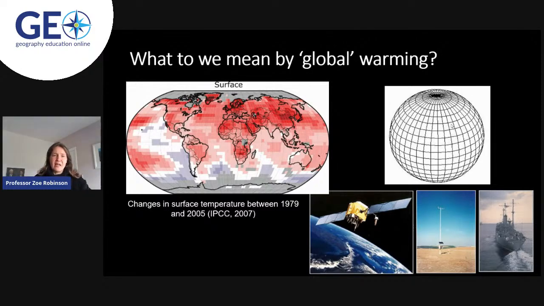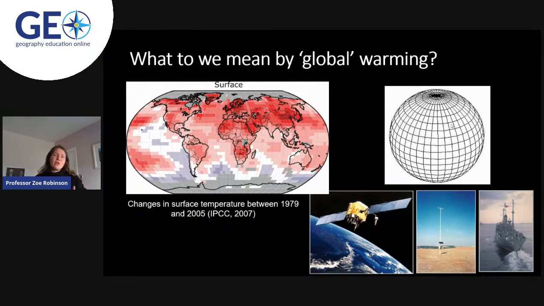So in this graph here, the darker the colour red, the more warming has occurred at the surface. And this is between 1979 and 2005. But where we have blue, we have some cooling. And so this warming across the globe isn't homogeneous. It's not the same amount everywhere. So again, where does that global warming single figure come from?